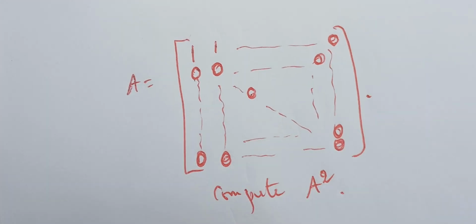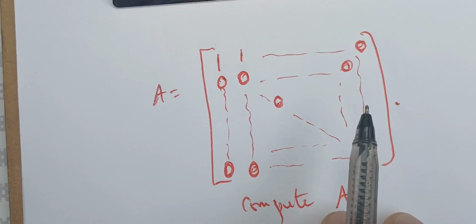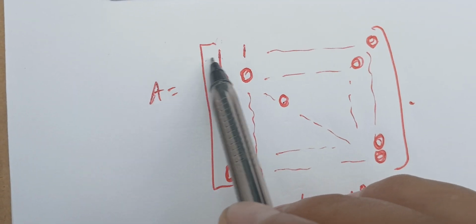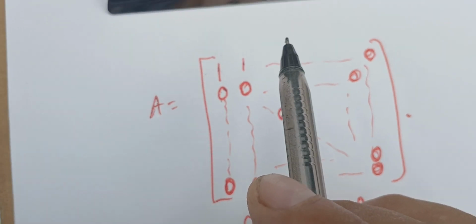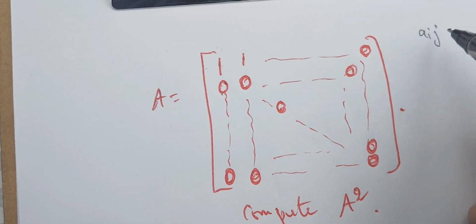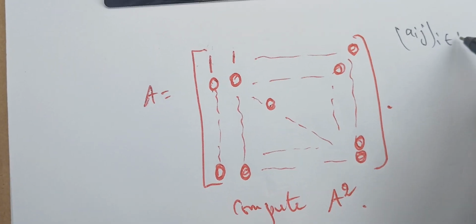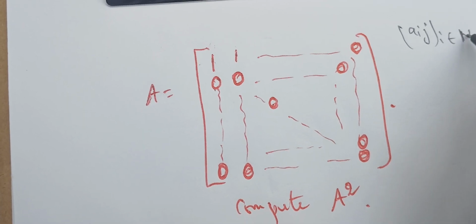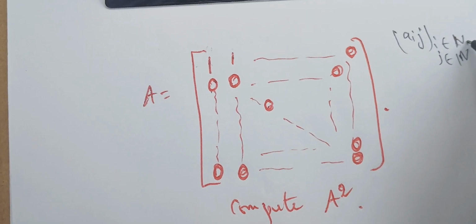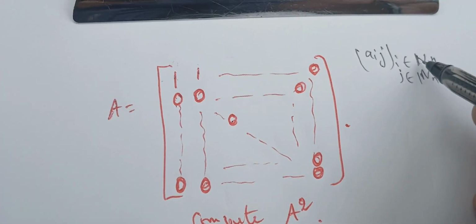Now we consider the following matrix A, which has zeros almost everywhere except on the first row, first column position, and on the first row, second column position. If we note the elements of this matrix by a_ij, with i going from 1 to n and j going from 1 to n, we have n elements. That means this is the set from 1 to n.